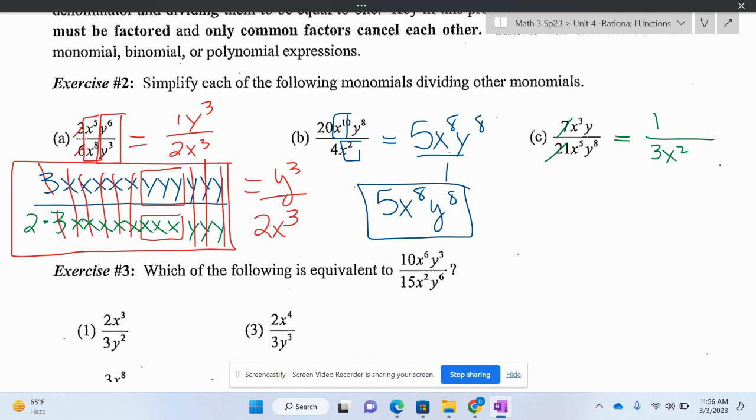So y to the first power, I'm going to put a 1 there so you can remember that that's to the first power. We don't write it, but it does have an exponent of 1. And y to the 8th. Are there more powers of y in the numerator or the denominator? How many more? 8 minus 1 is 7, so that y to the 7th goes down here. And so we end up with 1 over 3x squared y to the 7th. 1 over 3x squared y to the 7th. Questions?